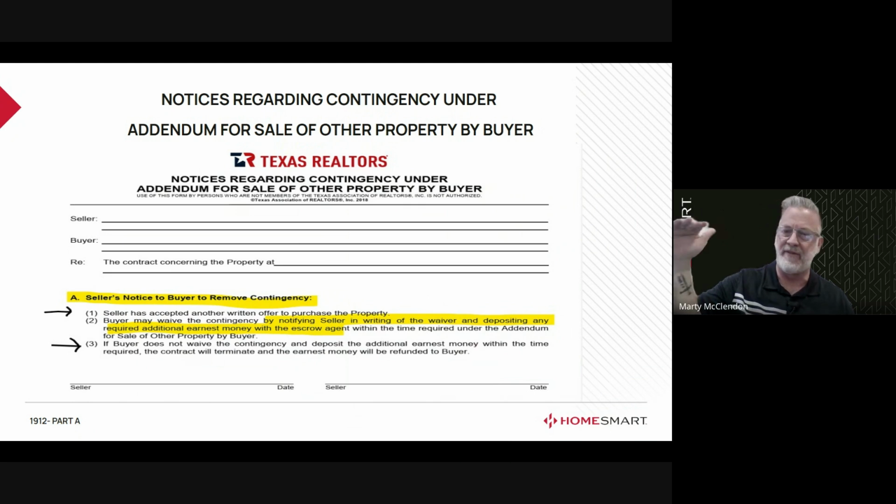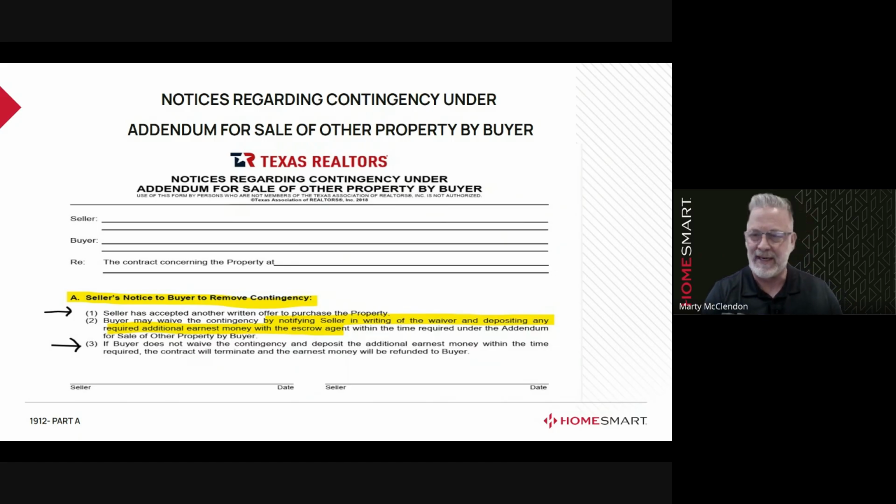We just talked about it. It's 5 days, it's $200. They've got to deposit that $200 as if they were depositing the original earnest money with escrow, so that this contingency can be waived and the contract can stay in place. And it says, if buyer does not waive the contingency and deposit the additional earnest money within the time required, the contract will terminate and earnest money will be refunded to the buyer.